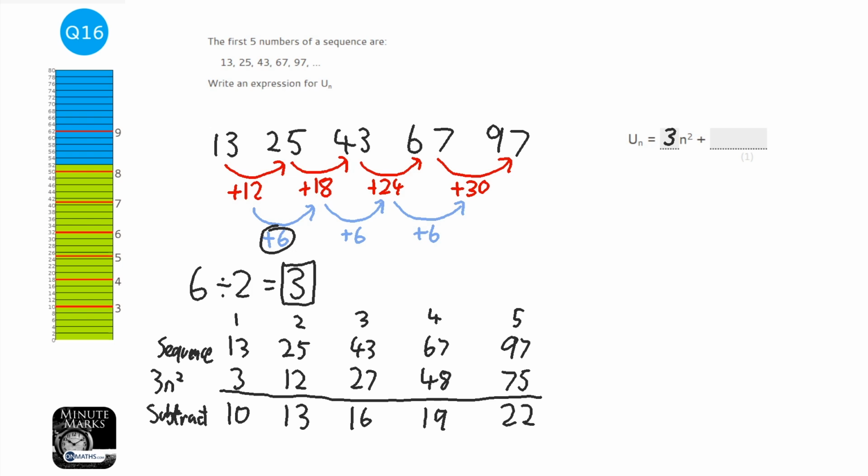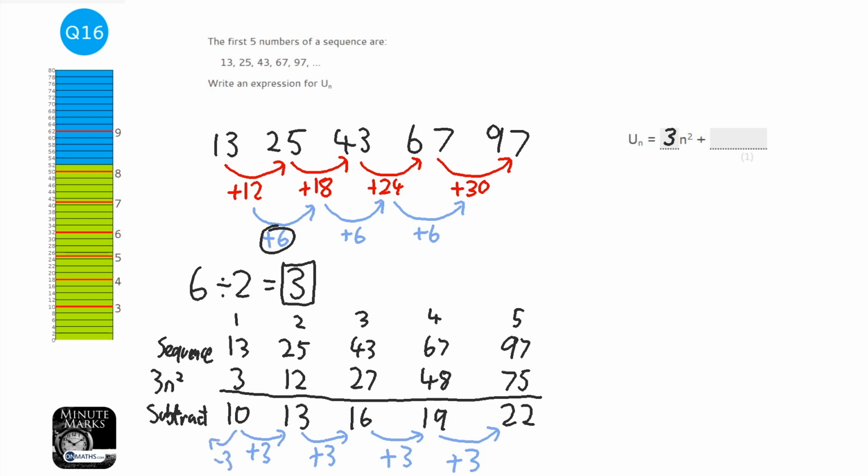Okay, now we end up with a little sequence here. We've got 10, 13, 16, 19, 22. Now we find the difference in that. So that's +3, +3, +3, +3. Now that's a linear sequence. Now we've got to find the nth term of it. So to do that, we find the zeroth term. So we go back 1, we subtract 3.